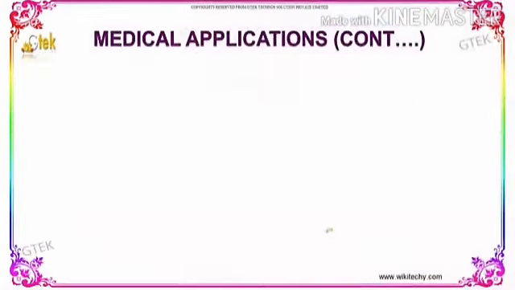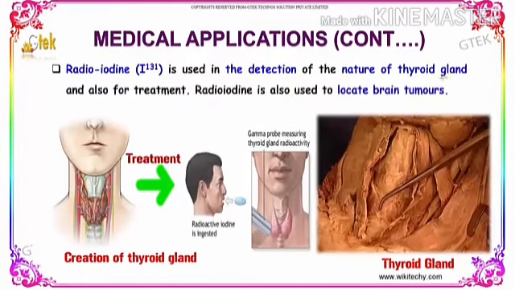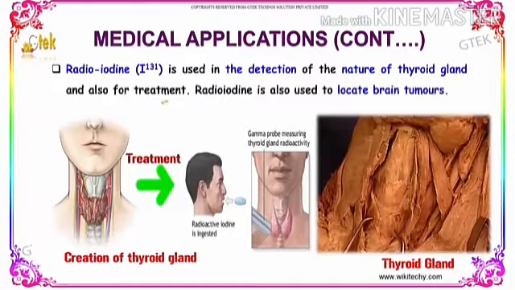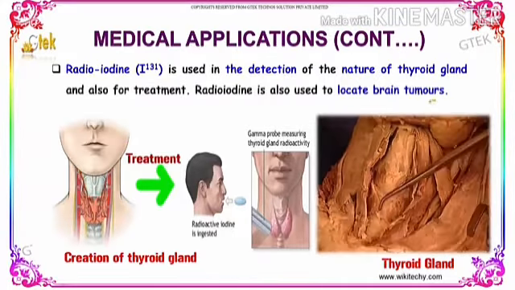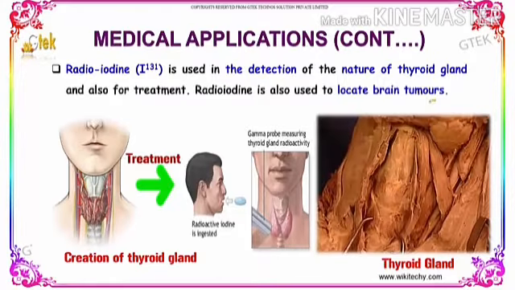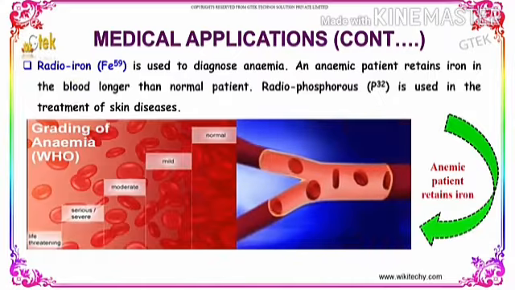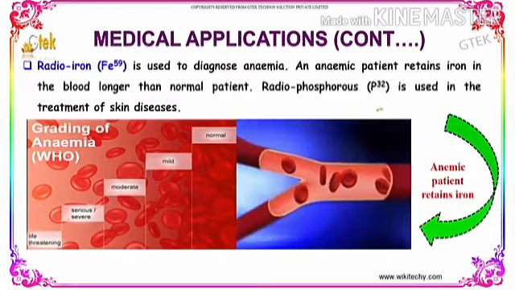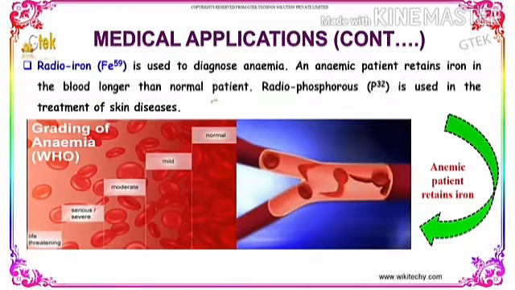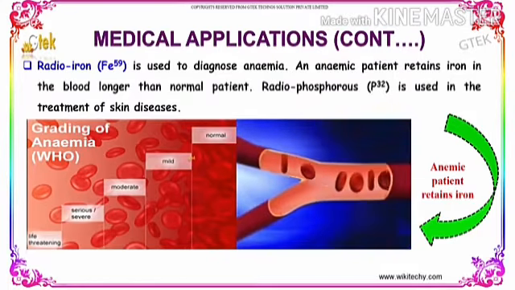Then radioiodine 131 is used to detect the nature of the thyroid gland and also for treatment. Radioiodine is also used to locate brain tumors. Next, radioiron 59 is used to diagnose anemia. An anemia patient retains iron in the blood longer than a normal patient.